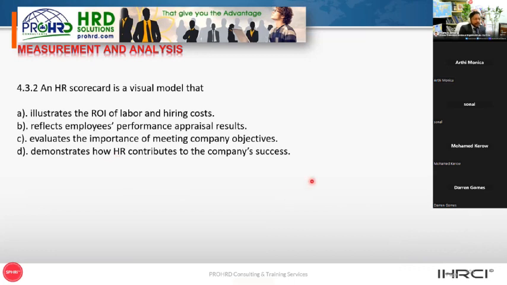Okay. Now, can you answer this? An HR scorecard is a visual model. I don't see any answers. An HR scorecard is a visual model.